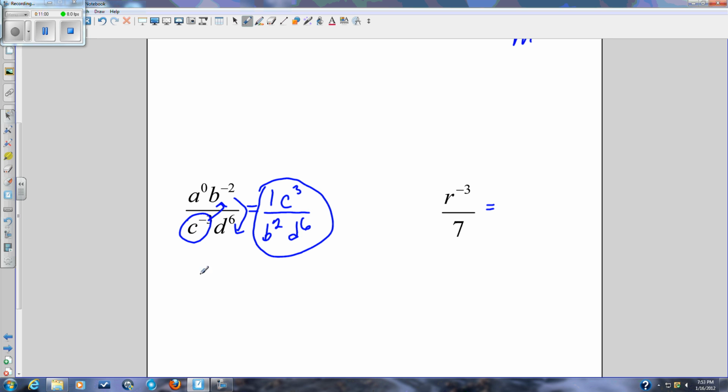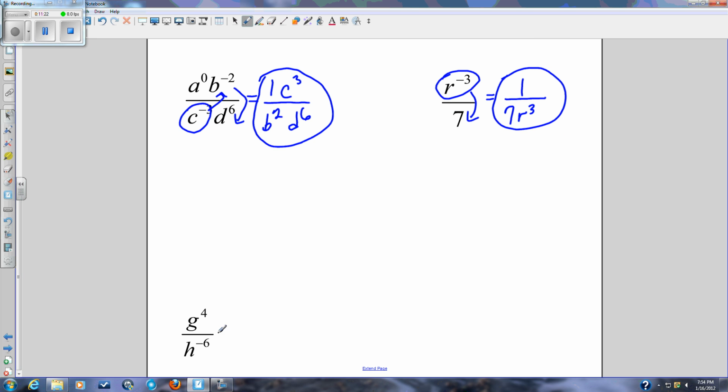Now we have r to the negative 3 over 7. The r to the negative 3 has a negative exponent, so it's going to move down to the denominator. The 7 is fine. It can stay right where it is. So we've got 7r to the third in the denominator. We don't have anything on top, so we're going to have to put a 1 there.